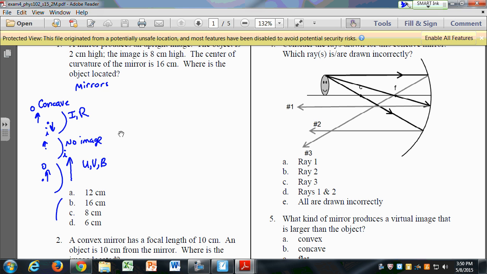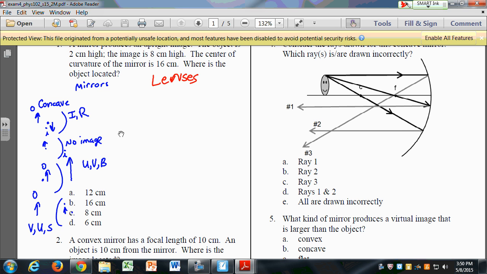And then if I have a convex mirror, which is like this, here's my object, here's my image, this is a virtual, upright, smaller image. And then for lenses, you get something very, very similar. So I'm going to draw them right next to one another.